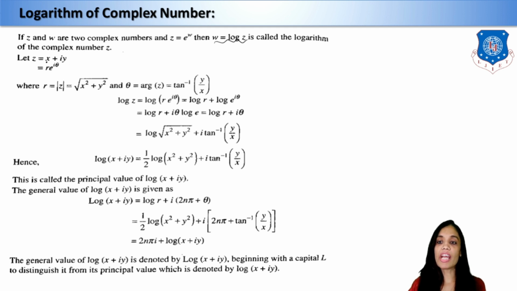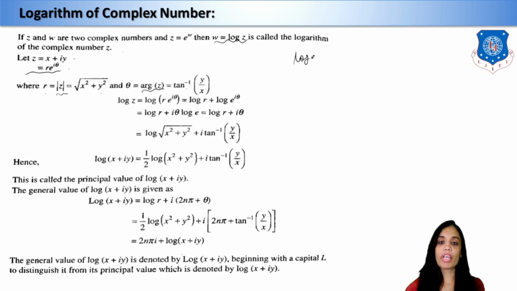Now let us suppose z is x plus iy. This can be written in the exponential form as r into e raised to i theta, where r is equal to modulus of z, that is equal to square root of x square plus y square, and theta is equal to argument of z, that is equal to tan inverse y by x. Okay, so to find log z, we can apply log on both sides. So log z is equal to log of r into e raised to i theta.